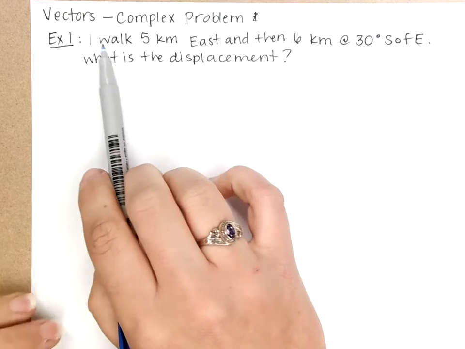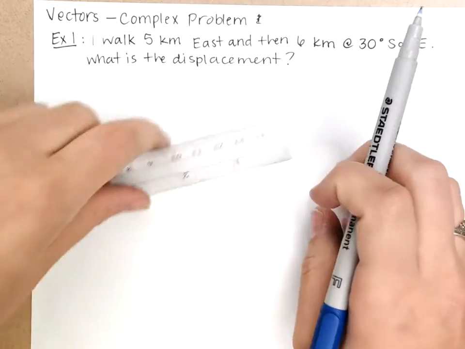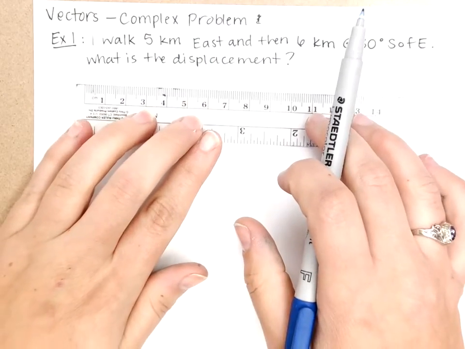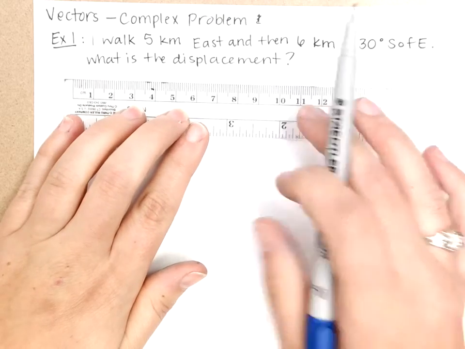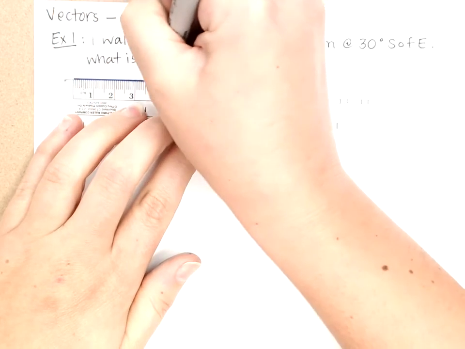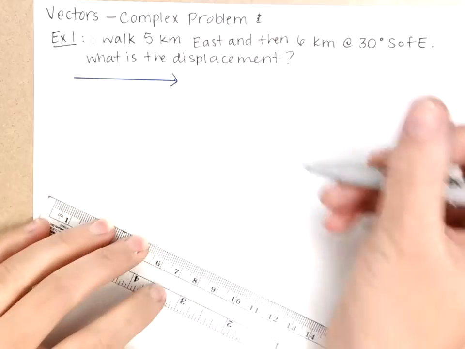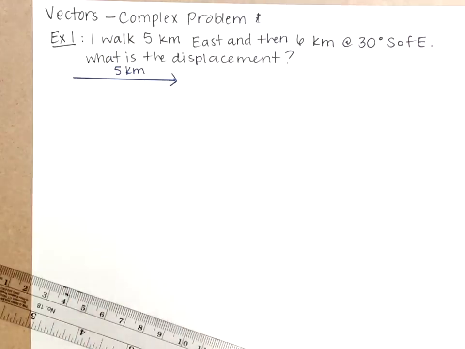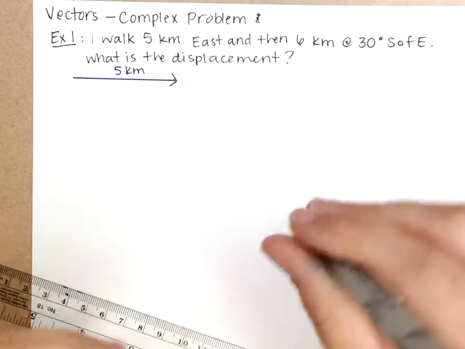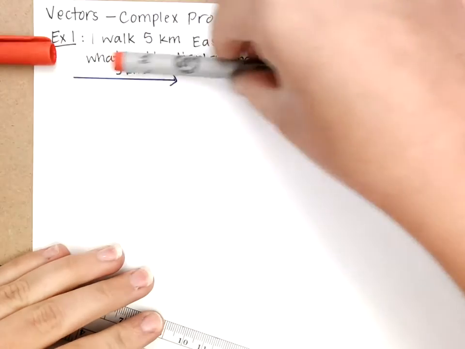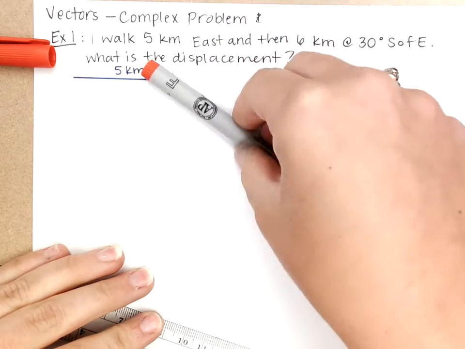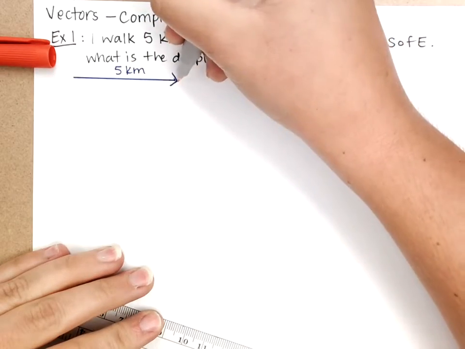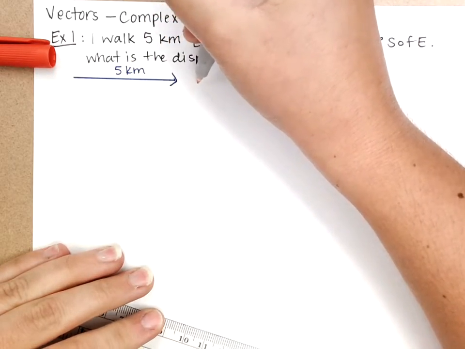So first vector is I walk 5 kilometers east, okay? So there's 5 kilometers east. And then I walk 6 kilometers, 30 degrees south of east. So I want to make sure I'm going east. I'm going in the easterly direction, and then I'm going south of it, so south of east. So I'm going off in this direction, and this is going to be my 30-degree angle right here.